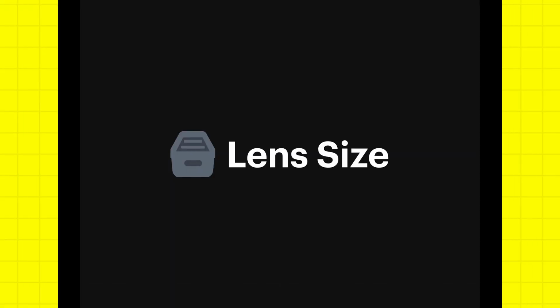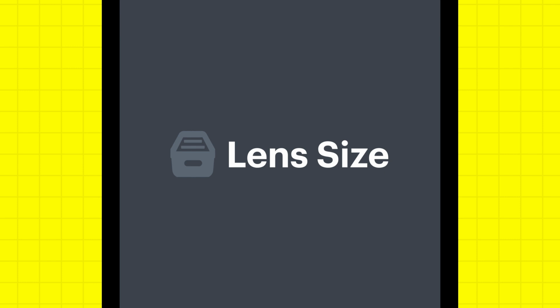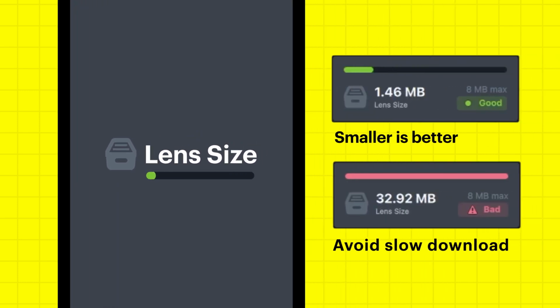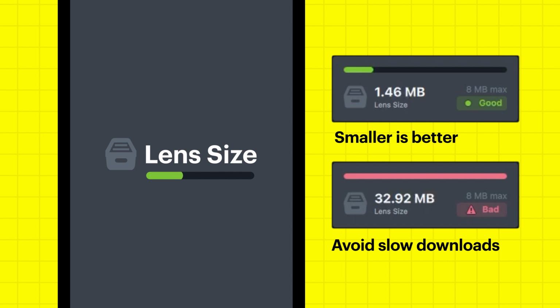Lens size influences load time and user experience. As expected, a smaller size is better. The larger your lens, the longer the load time, creating a bottleneck for the Snapchatters experiencing it. The maximum is 8 megabytes.